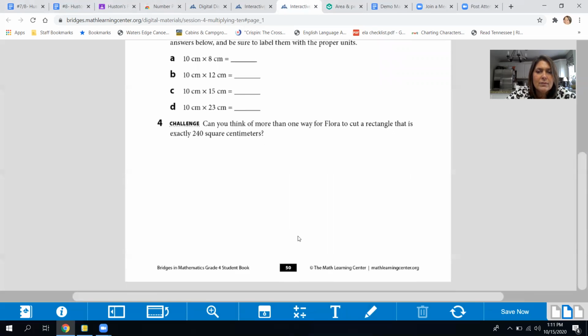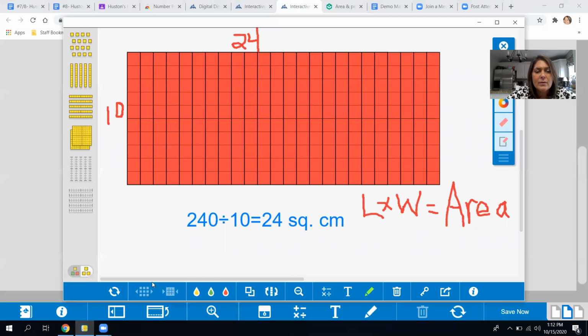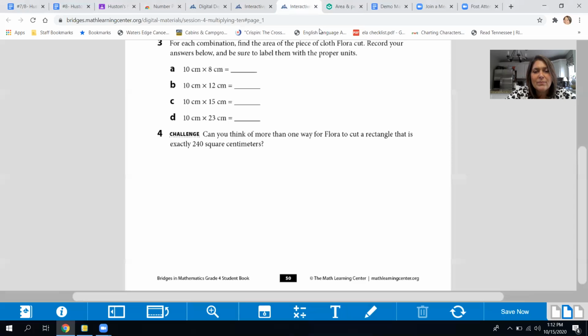Finally, okay, we have a challenge question. Can you think of more than one way for Flora to cut a rectangle that is exactly 240 square centimeters? Take a minute. This might be something you want to do on your dry erase board or in your notebook and share with people at your table. See if you can come up with more than one way. I showed you one way. See if you can come up with more than one way. I'll give you a minute to do that.